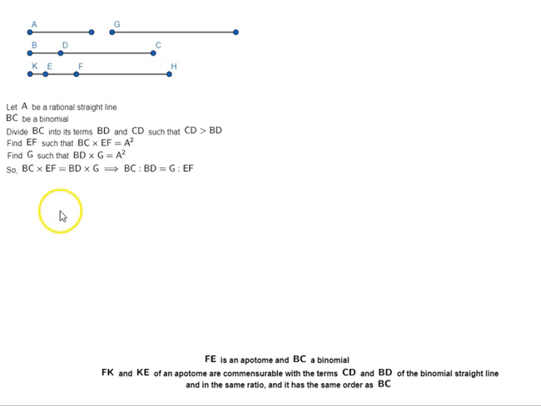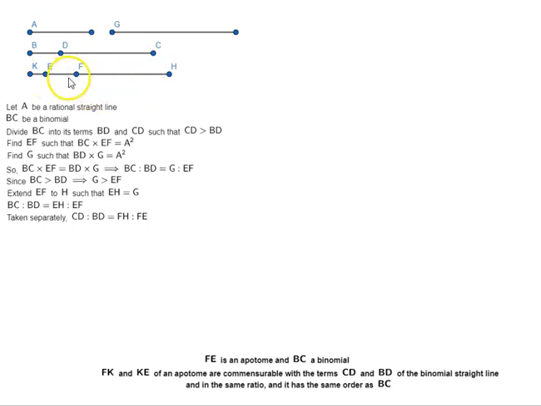Which means they are equal to each other, that is BC by EF is equal to BD by G, which implies BC is to BD as G is to EF. And since BC is greater than BD, that means G is also greater than EF. Okay. Now we extend EF to H such that EH is equal to G, so that our proportionality becomes BC is to BD is equal to EH is to EF. Taken separately, we can say CD is to BD is equal to FH is to FE.